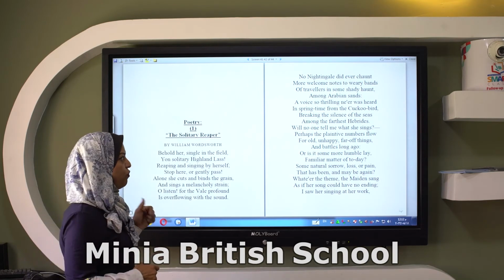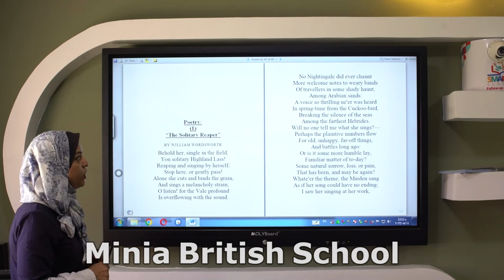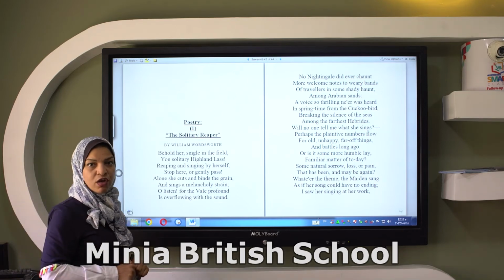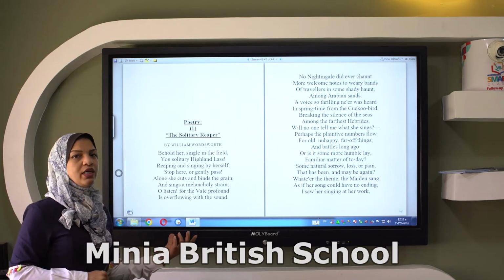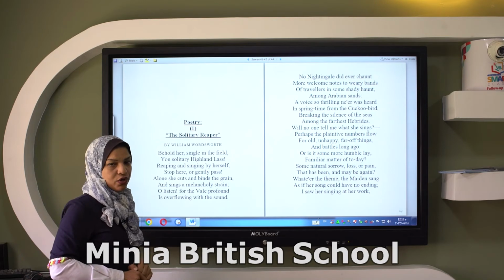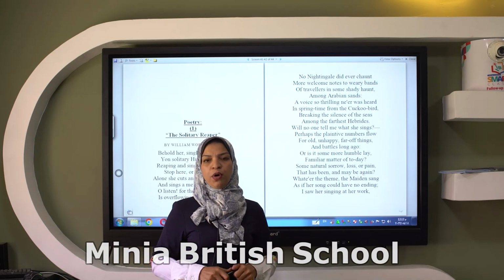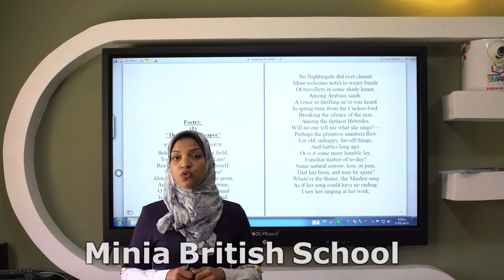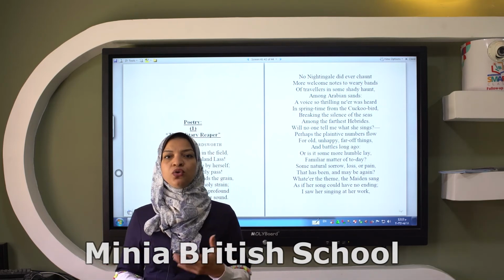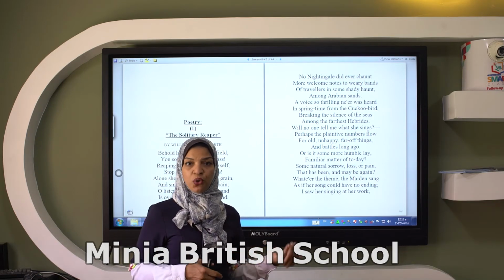If I want to find any figure of speech in these lines, I would say that we have here, "no nightingale did ever chaunt." Of course, right here we have some personification. The nightingale is a bird, as well as the cuckoo bird, by the way. The word chaunt means sing. So in this line, the poet is trying to compare the nightingale as a bird to a person who can sing. So he personifies the nightingale as a person who can sing.